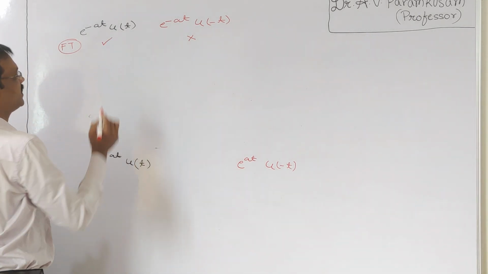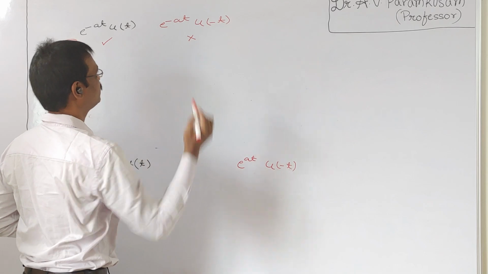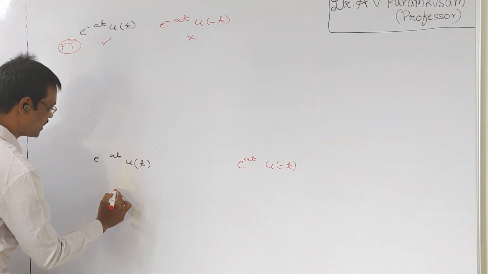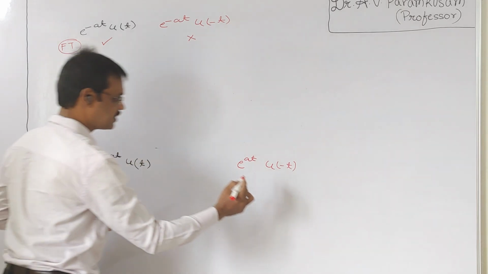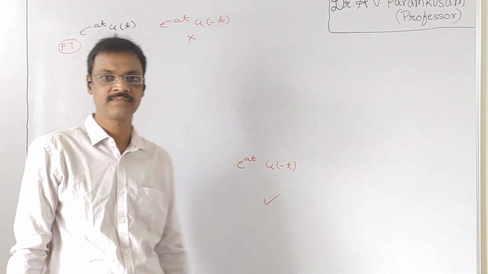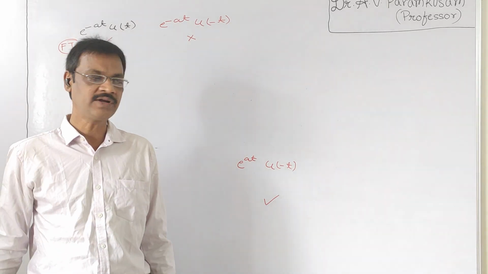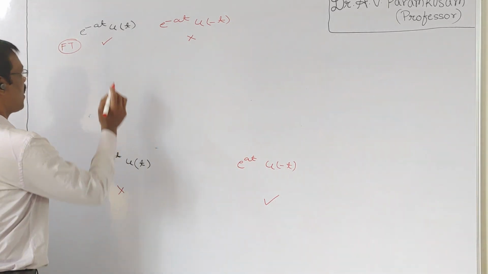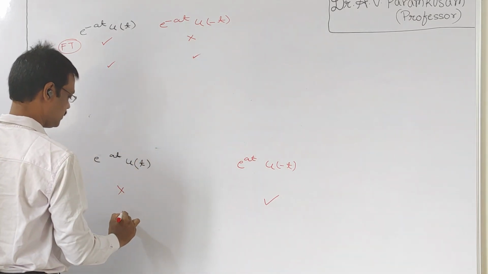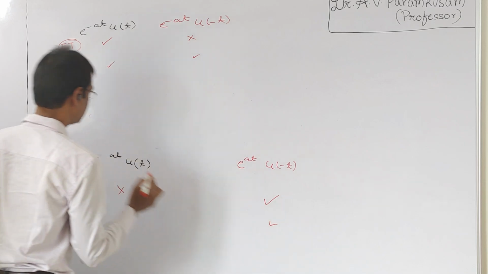For this signal, the Fourier transform exists. For this signal, the Fourier transform does not exist. For this signal, the Fourier transform does not exist. For this signal, the Fourier transform exists. Okay? Coming to the Laplace transform, for all these signals, the Laplace transform exists.